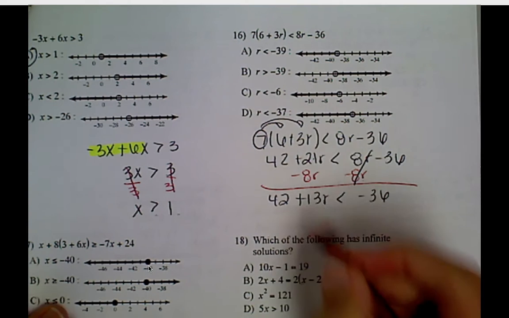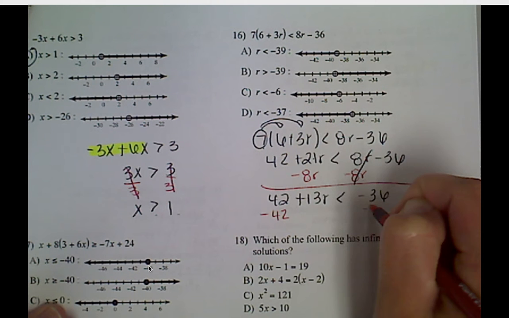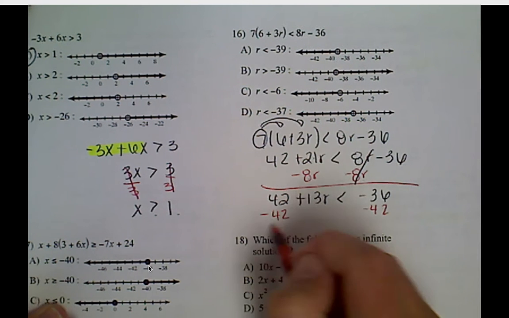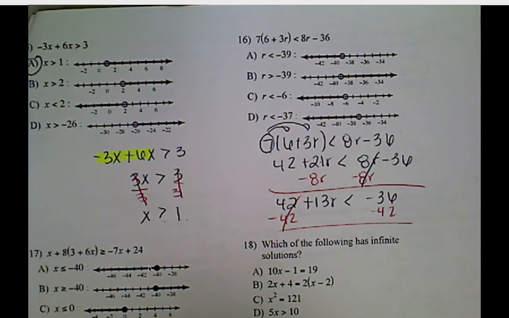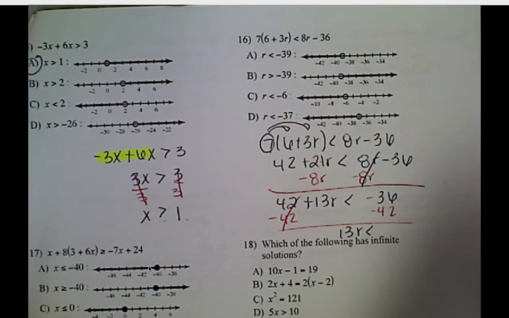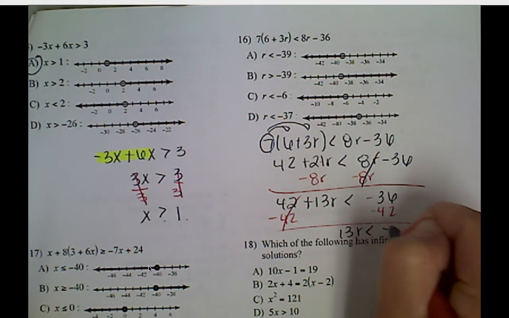Once again, I need to get my constants on the same side. So I need to move the 42 because it's with the r. So I want to move it away from the r. Opposite of a positive is a negative. Those cancel, and you're left with 13r is greater than negative 36 minus 42. I don't know that off the top of my head. So if I type that in my calculator, I'm going to get negative 78.